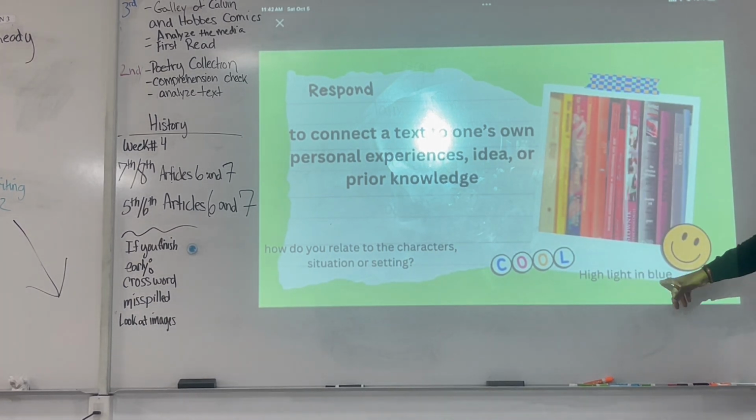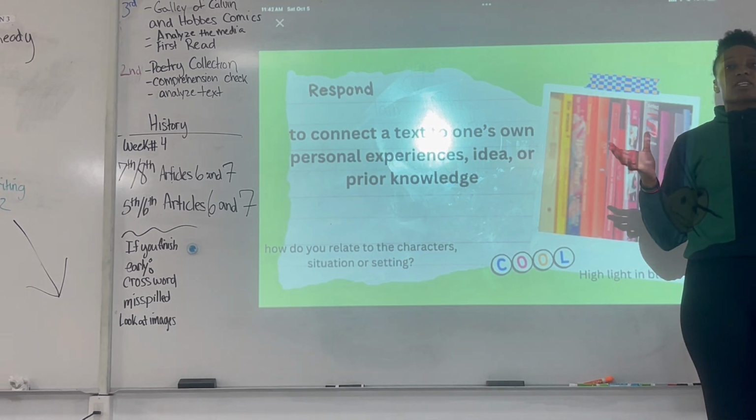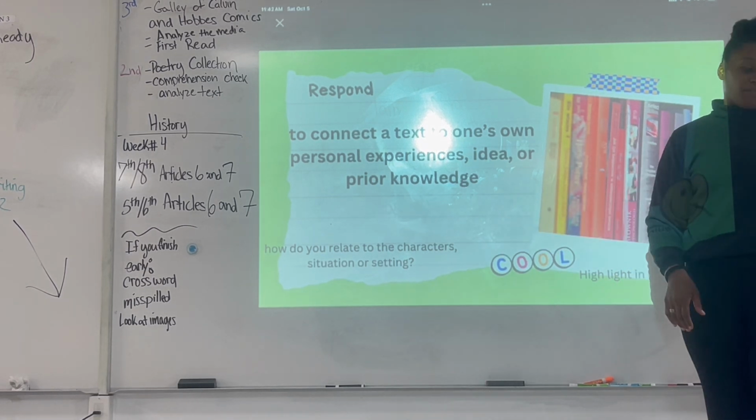With our responses, we're going to put them in blue. So again, we're changing up the colors. Some colors are connected, some colors are not. It's based on your preferences.